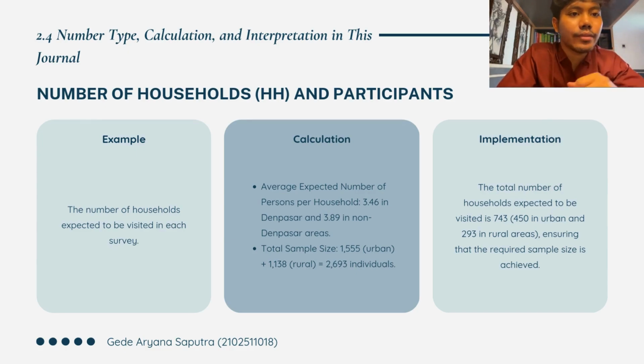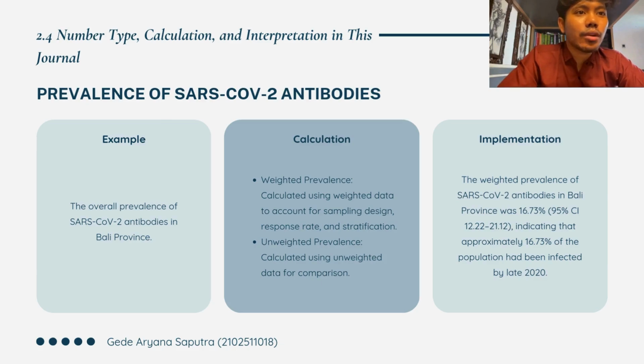The third number type is prevalence of SARS-CoV-2 antibodies, which is the overall prevalence of SARS-CoV-2 antibodies in Bali province. The calculation is divided into 2: the weighted prevalence, calculated using weighted data to account for sampling design, response rate, and stratification, and the unweighted prevalence, calculated using unweighted data for comparisons. The implementation of the result is that the weighted prevalence of SARS-CoV-2 antibodies in Bali province was 16.73%, indicating that approximately 16.73% of the population had been infected by late 2020.